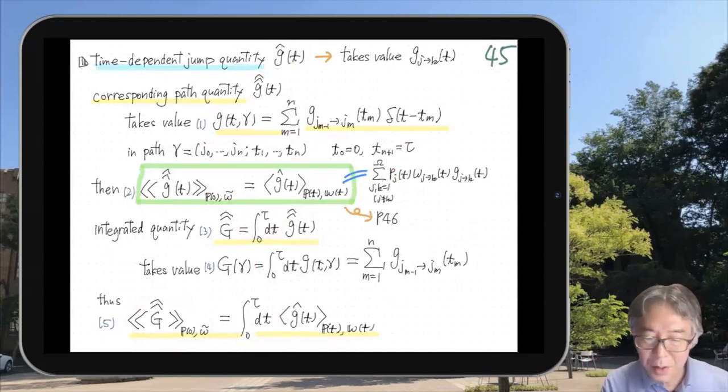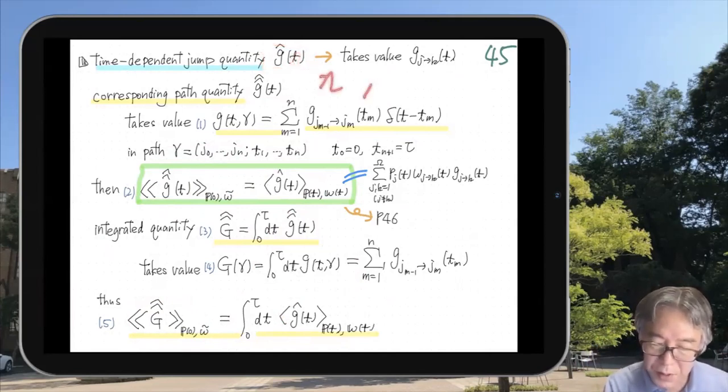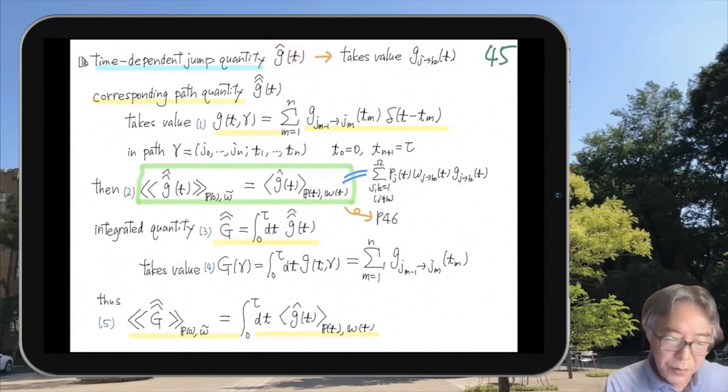Now, on page 45, we do a similar thing for a time-dependent jump quantity. Suppose that we have a time-dependent jump quantity g hat t. Again, suppose that t is fixed, and when the jump j to k takes place, it takes this value. Again we define the corresponding path quantity g double hat t with this.